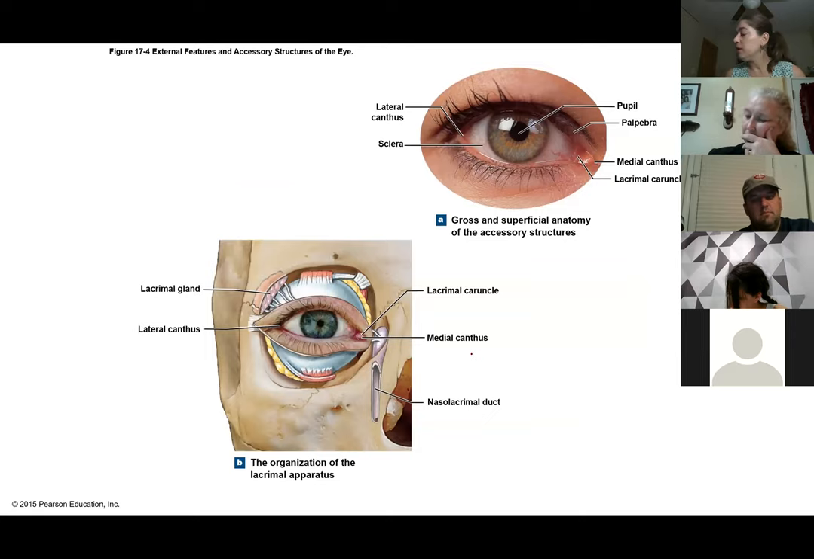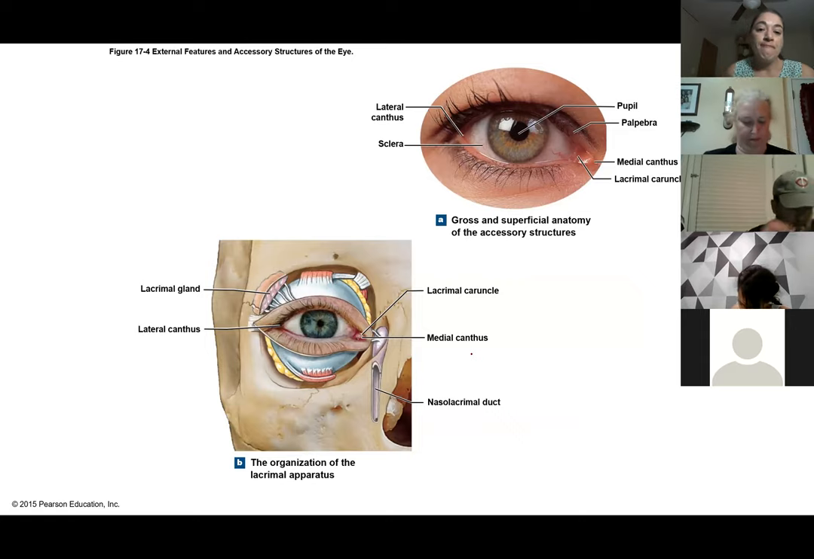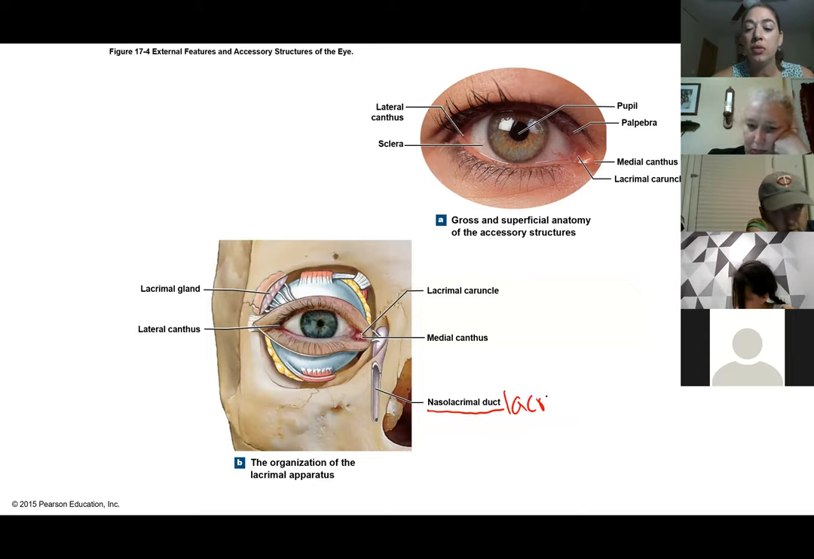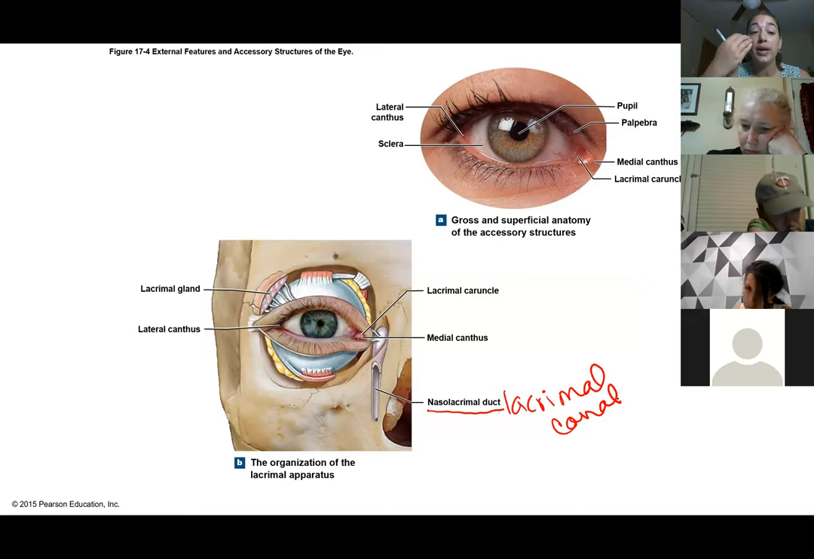Okay. Looking at some of the structures of the eye, let's look at the bottom picture first. So just some major regions or structures. That lacrimal canal or nasal lacrimal duct, same thing. I know I called it lacrimal canal before, so I'll put that down there. Nasal lacrimal duct is very descriptive. It tells you exactly where it is. This is where it drains those excess tears into your nasal cavity.